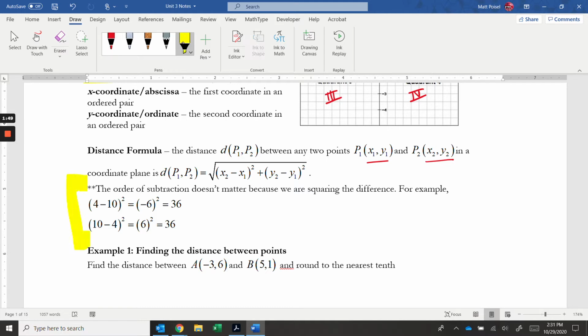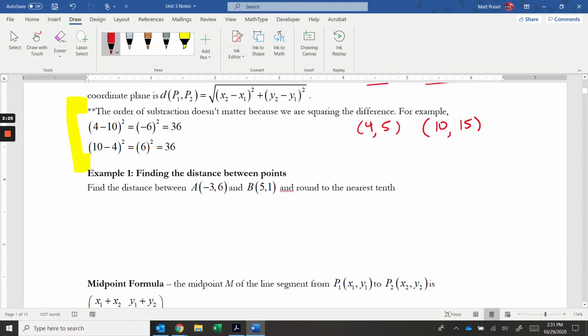One thing I want you guys to pay really good attention to is right here. The order of subtraction doesn't really matter. So you're going to hear me start to say just do x minus x, because it doesn't matter which order you go in. For example, if I had 4 comma, let's just say 5, and then 10 comma, let's say 15, it doesn't matter which order I go in. I can go 4 minus 10, or I can go 10 minus 4. Either way, I'm going to get the same answer. I would get -6 or +6. Either one, we square it.